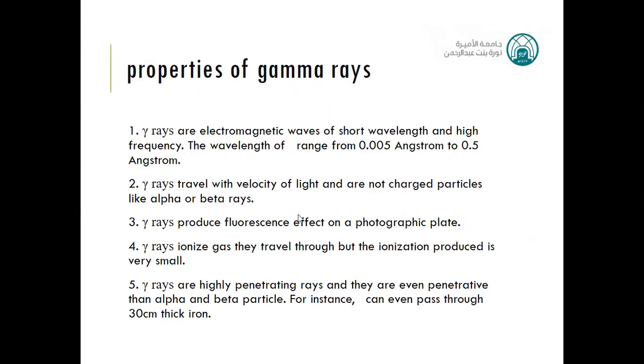Gamma rays are electromagnetic waves of short wavelength and high frequency. The wavelength ranges from 0.005 angstrom to 0.5 angstrom. Gamma rays travel with the velocity of light and are not charged particles like alpha or beta rays. Gamma rays produce a fluorescence effect on a photographic plate. Gamma rays ionize gas they travel through.